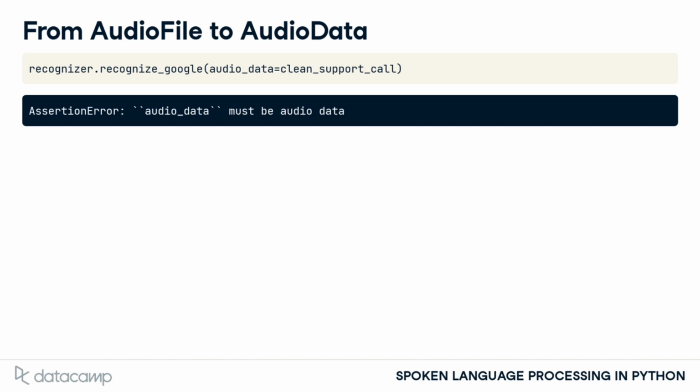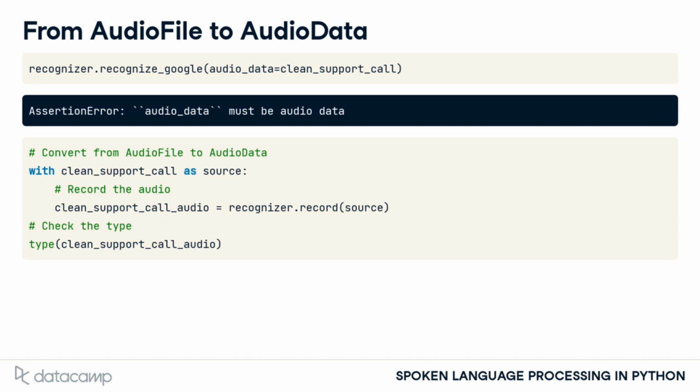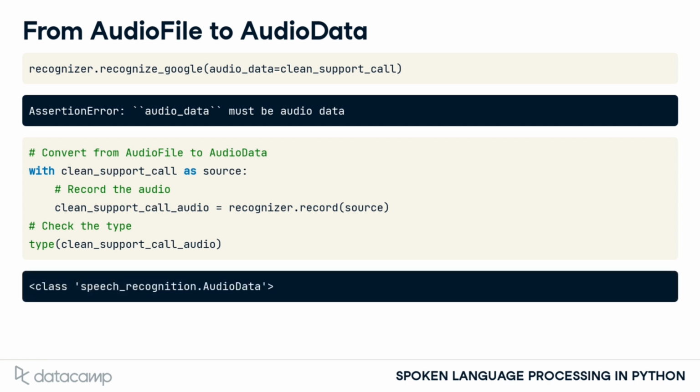Let's see it. We use a context manager, also known as with, to open and read the audio file we've saved to clean_support_call as source. Then we create clean_support_call_audio using the record method and passing it source. Now, before we call recognize_google again, let's check the type of clean_support_call_audio. Beautiful. It's an instance of AudioData, just what we needed.